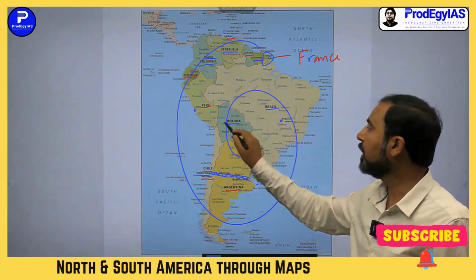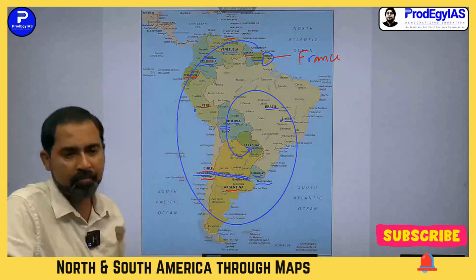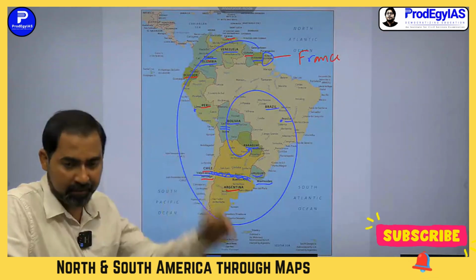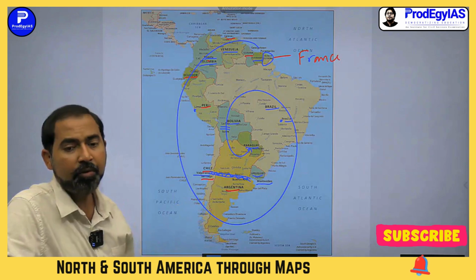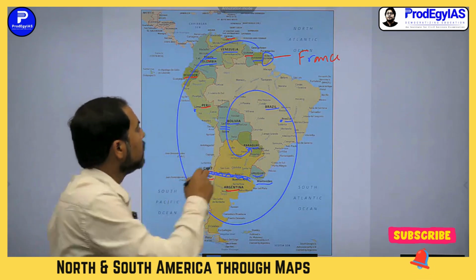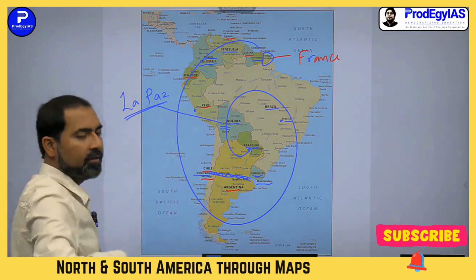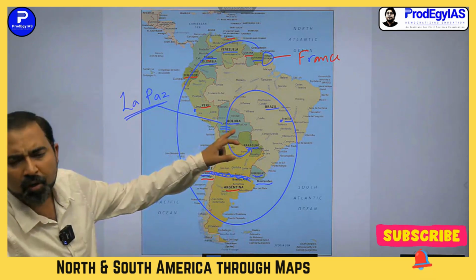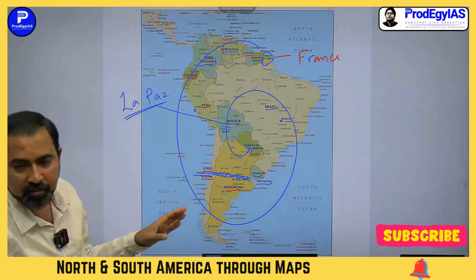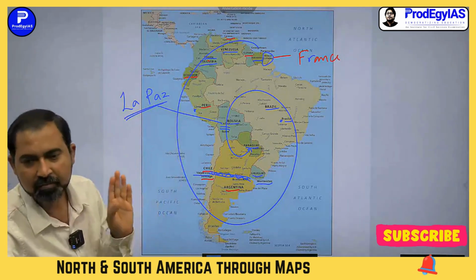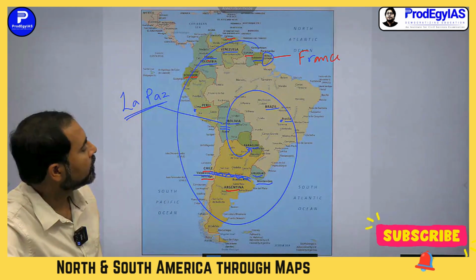The capital of Bolivia, that is La Paz, is the highest capital in any part of the world. Altitude wise, height from the mean sea level, this is the highest capital city around the world. La Paz, highest capital city in the world, because this is located on the heights of Andes. And outside Himalayas, Andes is the highest range, you can say. Right?